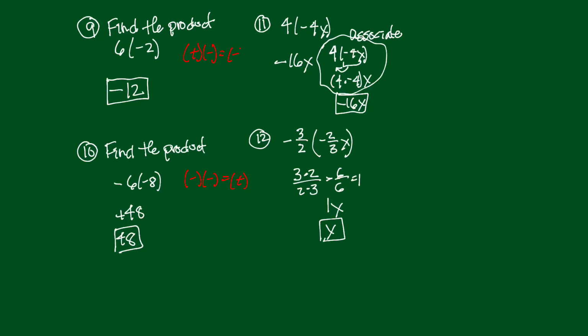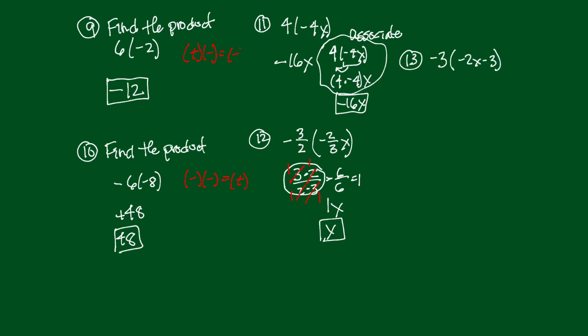Or if you like, when you're at this point right here, you could cancel. That 3 cancels with that 3, right? 3 will go into 3 once, and into 3 once. 2 will go into 2 once, 2 will go into 2 once. So you end up with 1 times 1, which is 1, over 1 times 1, which is 1, and 1 over 1 is just 1.